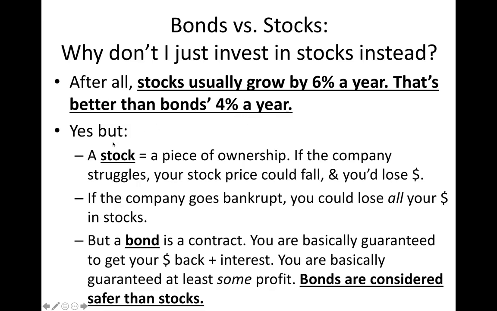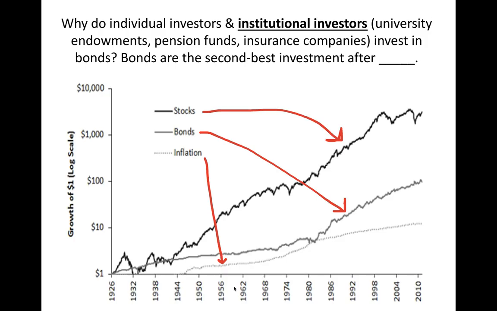Yes, but a stock is a piece of ownership. If that company struggles, your stock price could fall and you'd lose money. If the company goes bankrupt, you could lose all your money in stocks. But a bond is a contract. You are basically guaranteed to get your money back plus interest. You are basically guaranteed at least some profit. Bonds are considered safer than stocks.